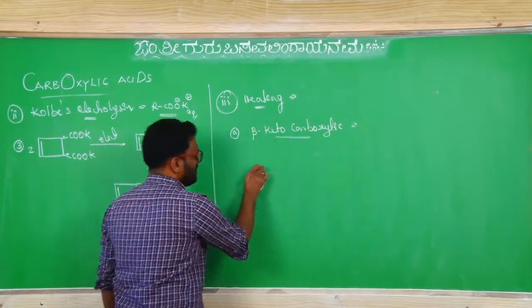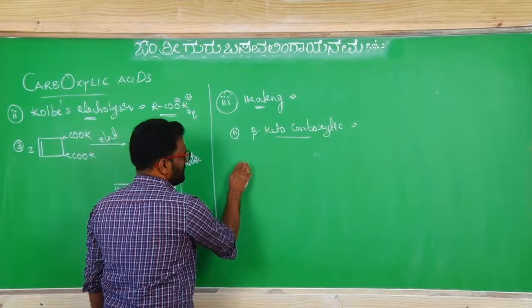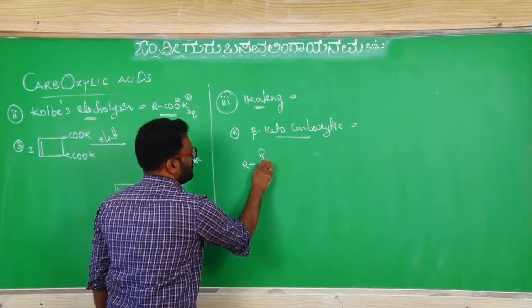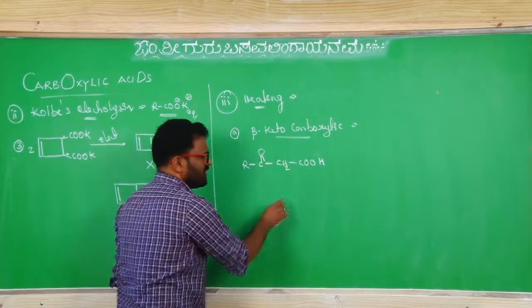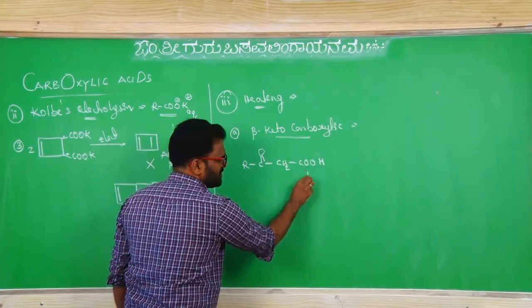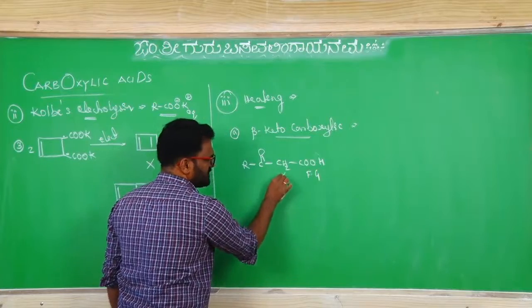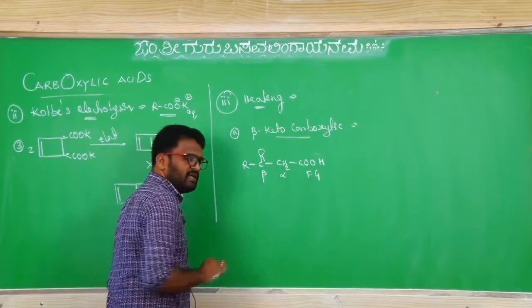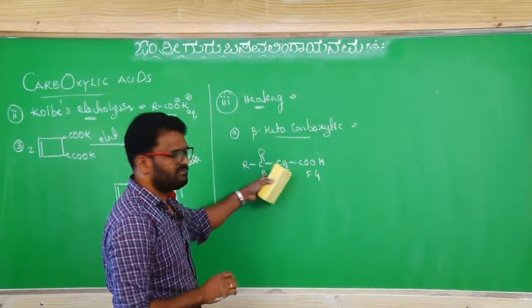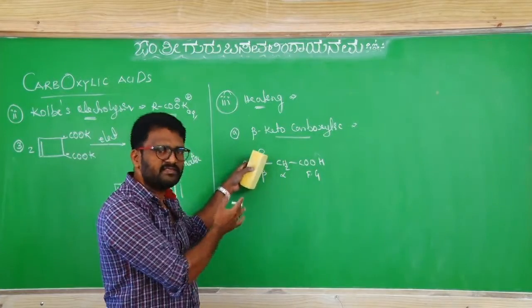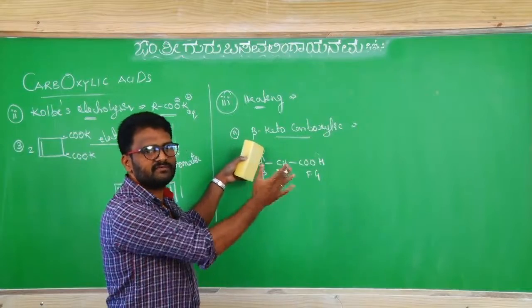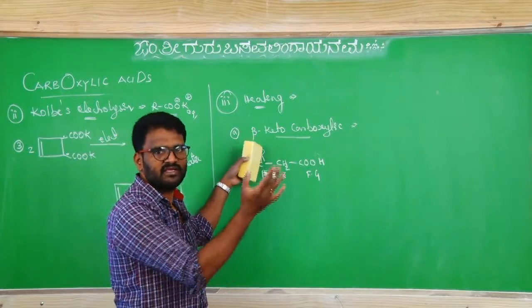Let me take one example of a beta keto carboxylic acid. This is R-CO-CH2-COOH. With respect to the functional group, this is the alpha position, this is the beta position. So what are alpha, beta? Then next gamma, next delta, next epsilon.